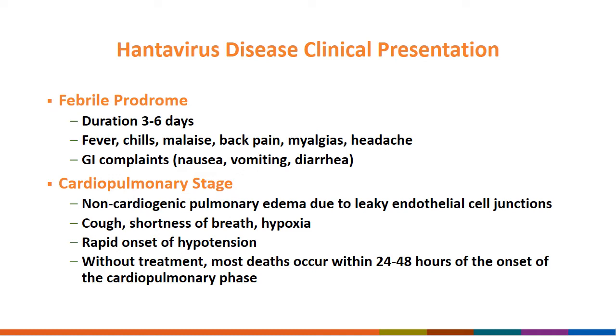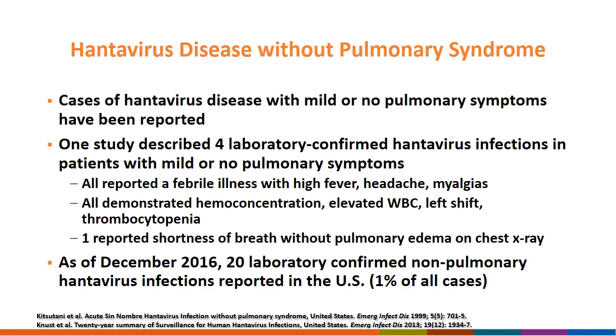The onset of this stage is very abrupt and characterized by a rapid onset of non-cardiogenic pulmonary edema, shortness of breath, cough, and hypoxia. Shortly after the onset of this phase, the patient may develop circulatory shock. Without adequate treatment, most deaths occur within 24 to 48 hours of the onset of this phase. Cases of hantavirus disease with mild or no pulmonary symptoms have been reported.